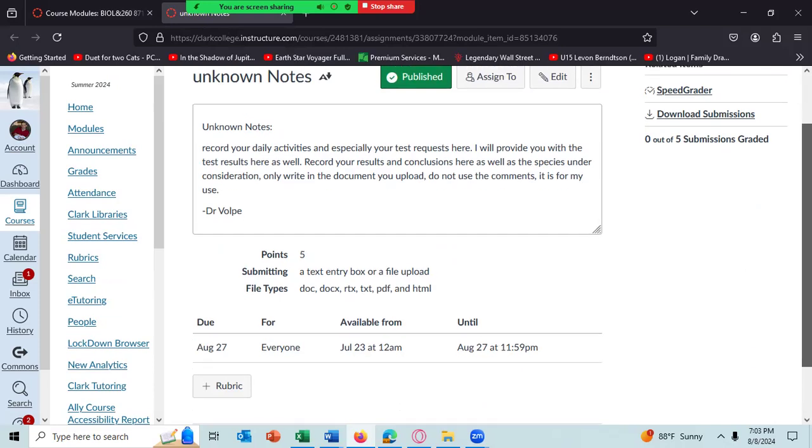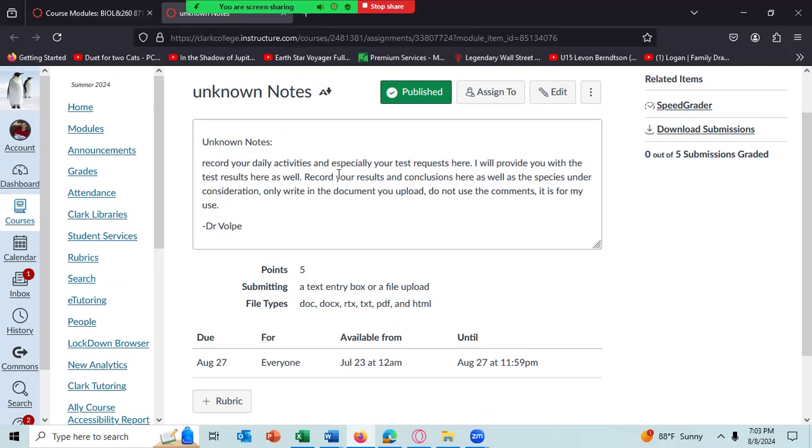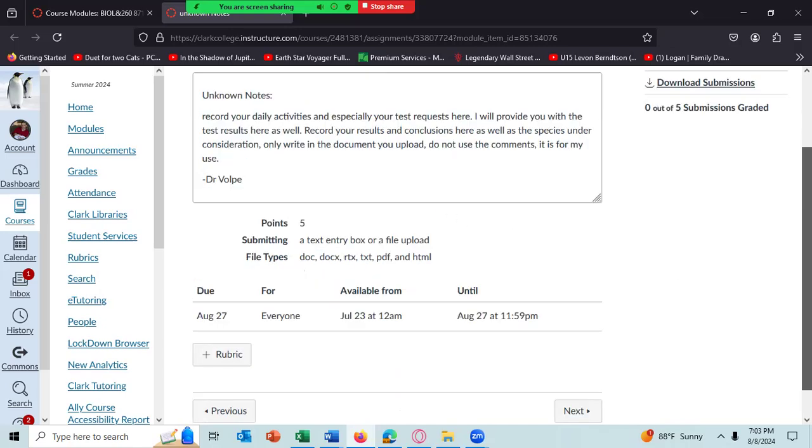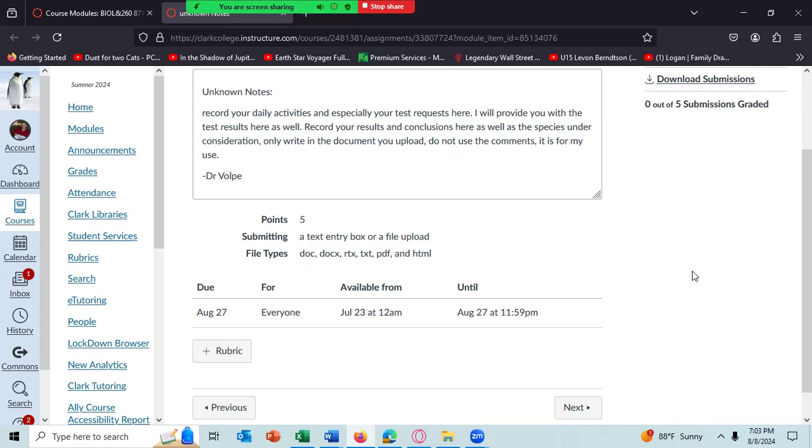So on your unknown notes page, please record your daily activities, like your test requests here. Your test results should be recorded here, and your conclusions and the species under consideration. You may upload a document an infinite number of times. Please do not use the comment section. I will use the comment section.